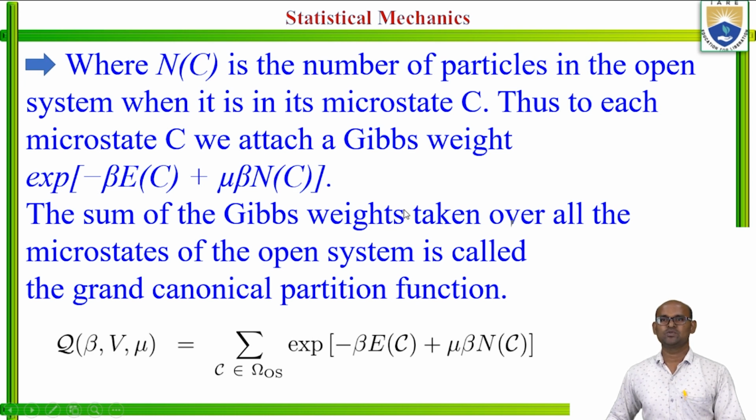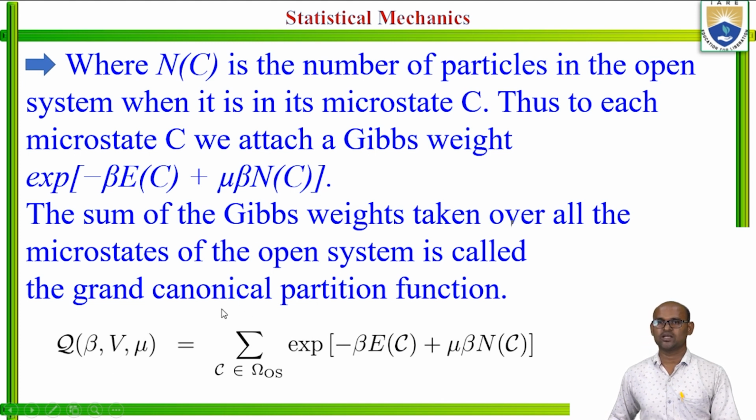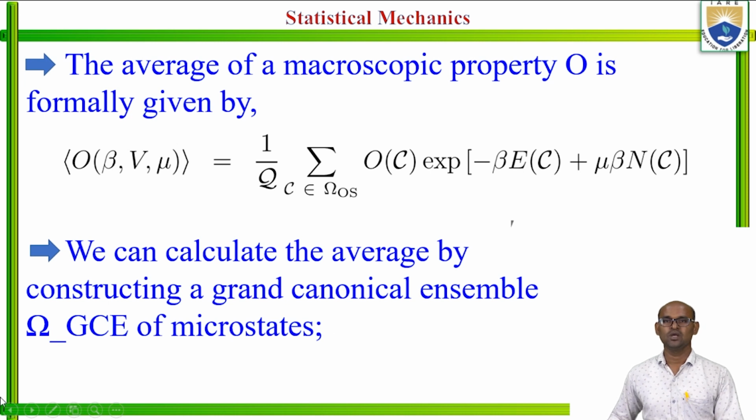So the sum of the Gibbs weight taken over all the possible microstates of this open system is called the grand canonical partition function, given by this. This is the grand canonical partition function that can be constructed for an open system. So the average of a macroscopic property is formally given by this equation. This is the partition function, and a sum over all the macroscopic property multiplied with the Gibbs factor, as we are constructing a grand canonical ensemble for this open system.